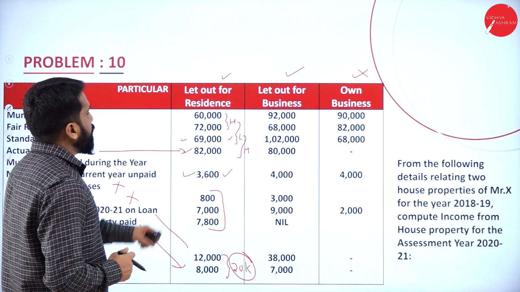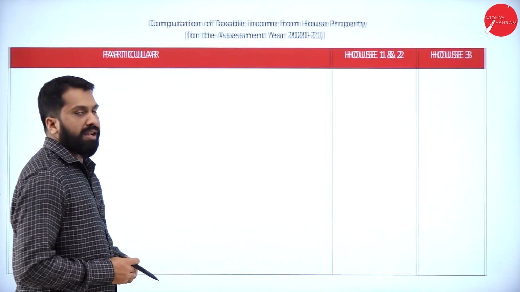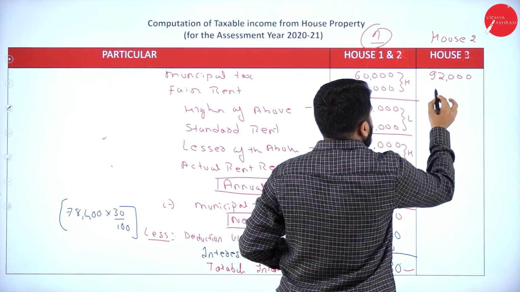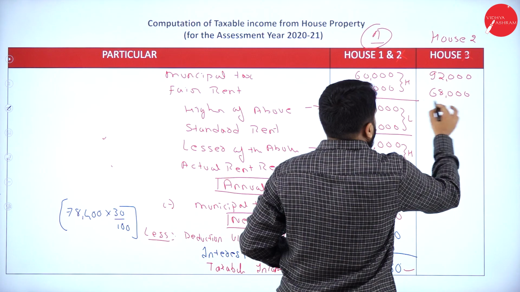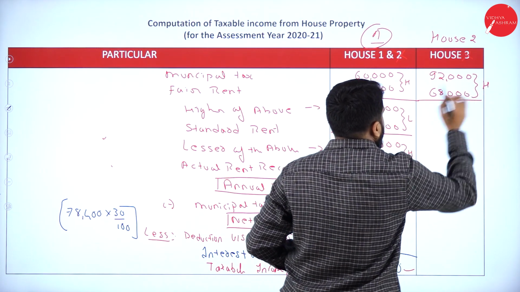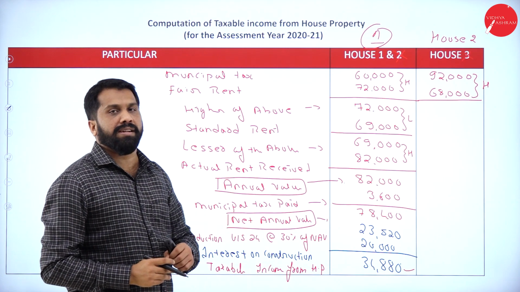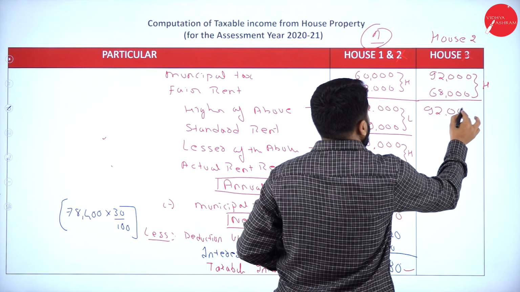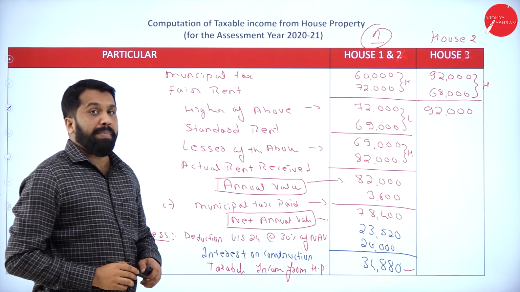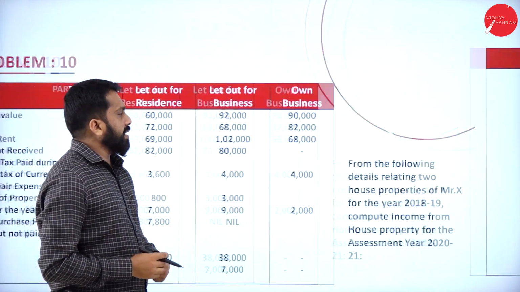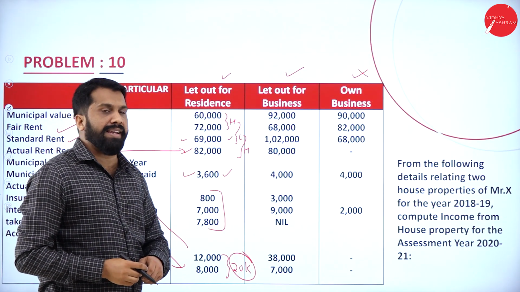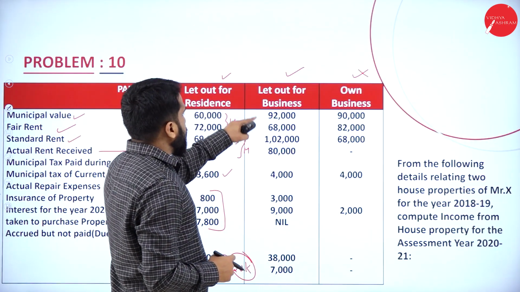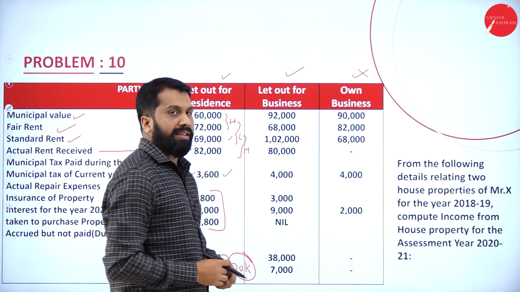The same procedure we will follow. 92,000 or 68,000, whichever is higher. So 92,000 is higher or 68 is higher? 92,000 is the higher value. 92,000 you compare with your standard rent. How much have they given as standard rent? It is 68,000. So I'll go back. Yes, your standard rent is 1,02,000.